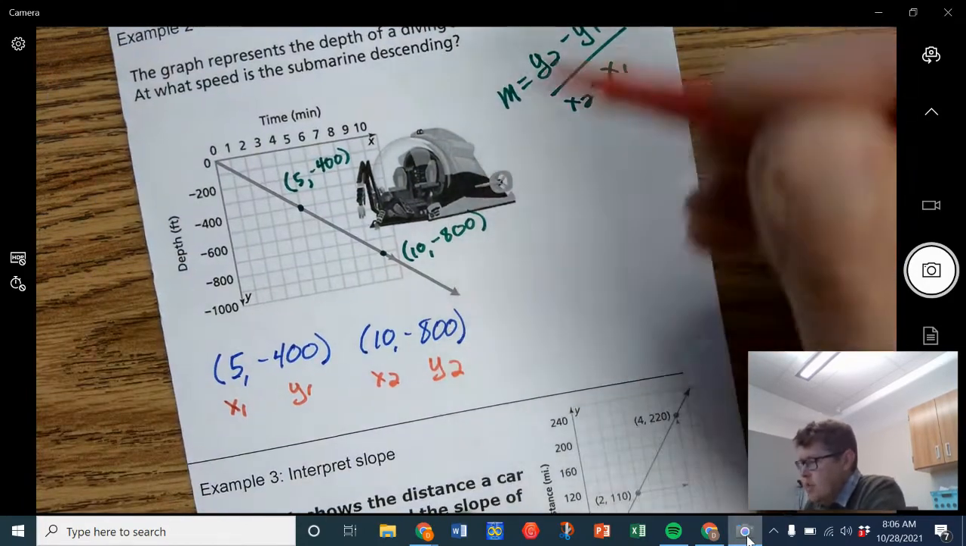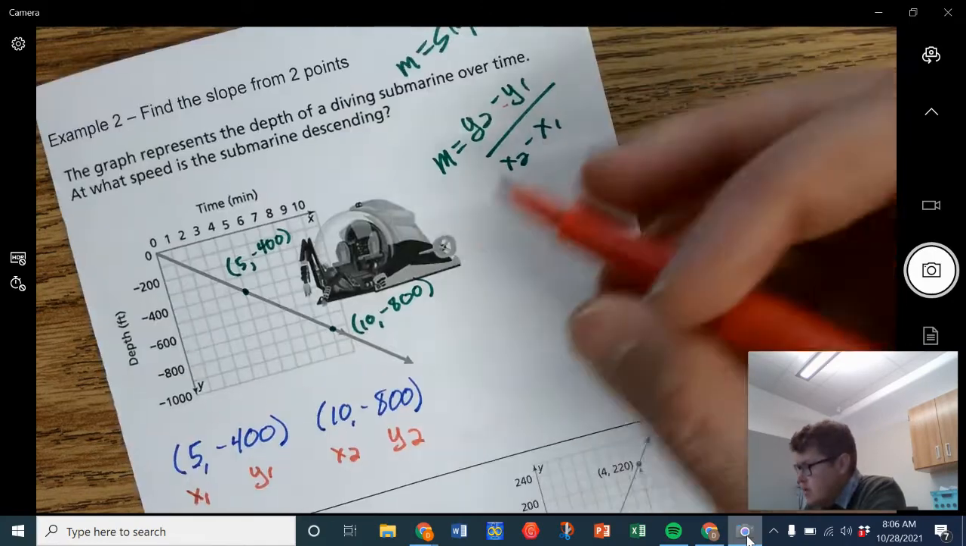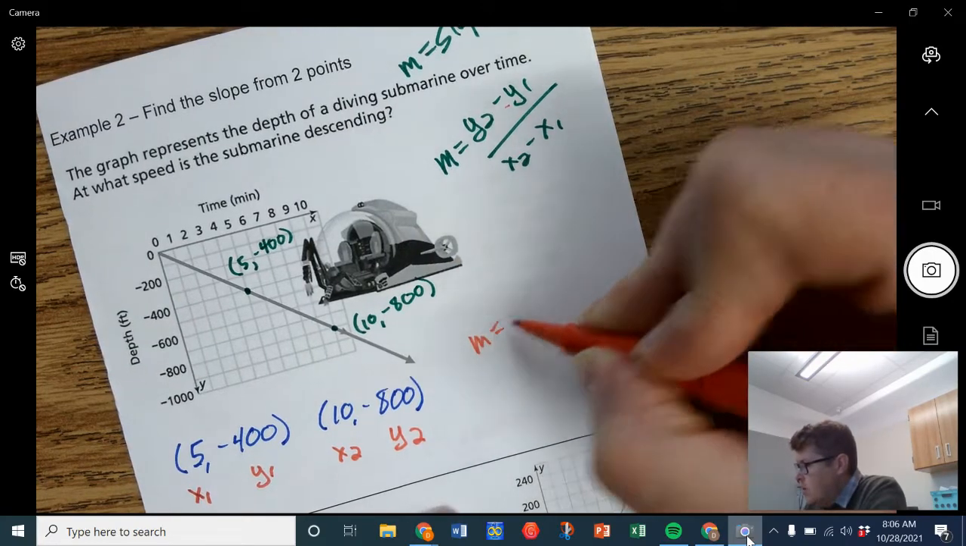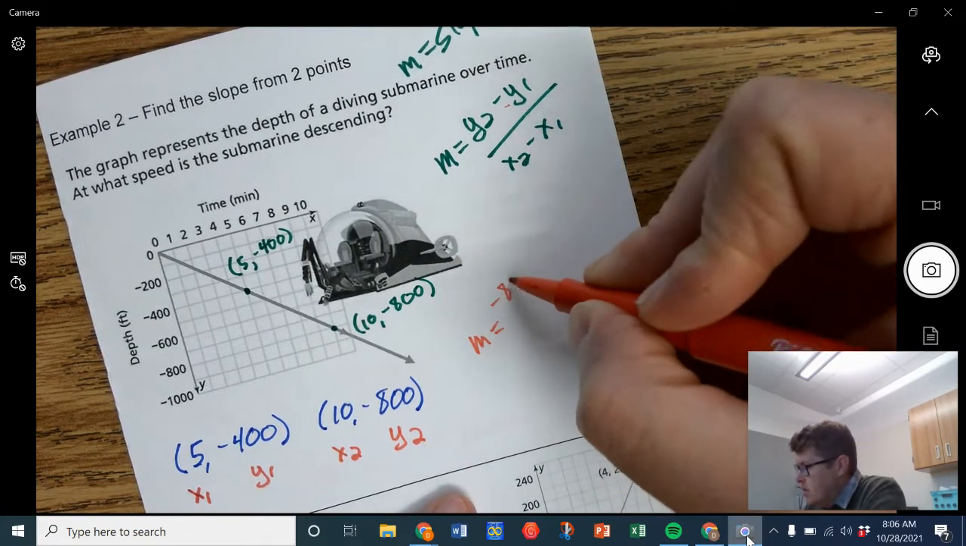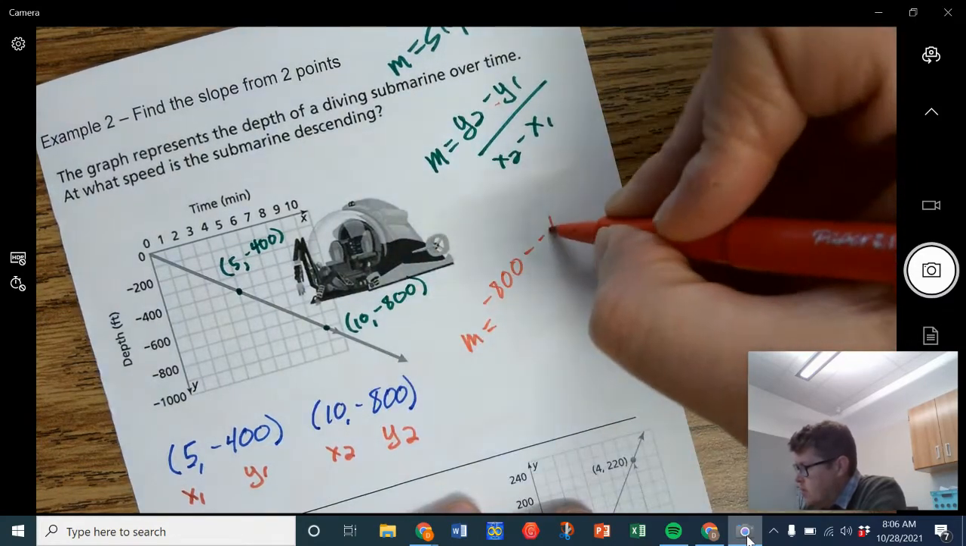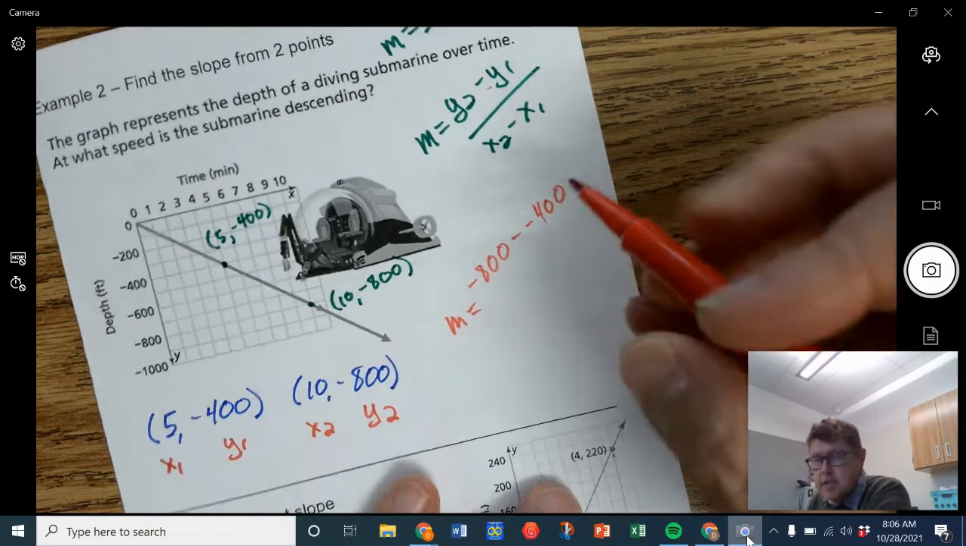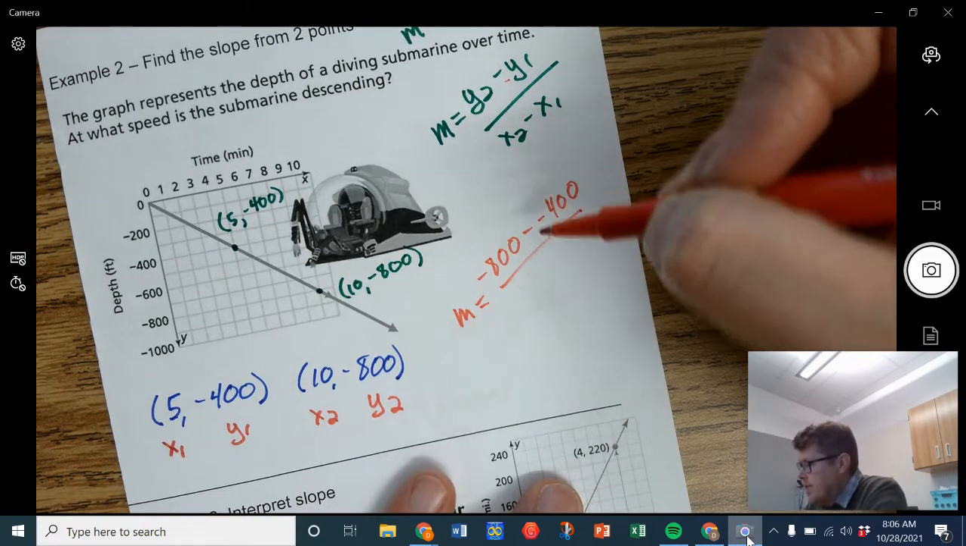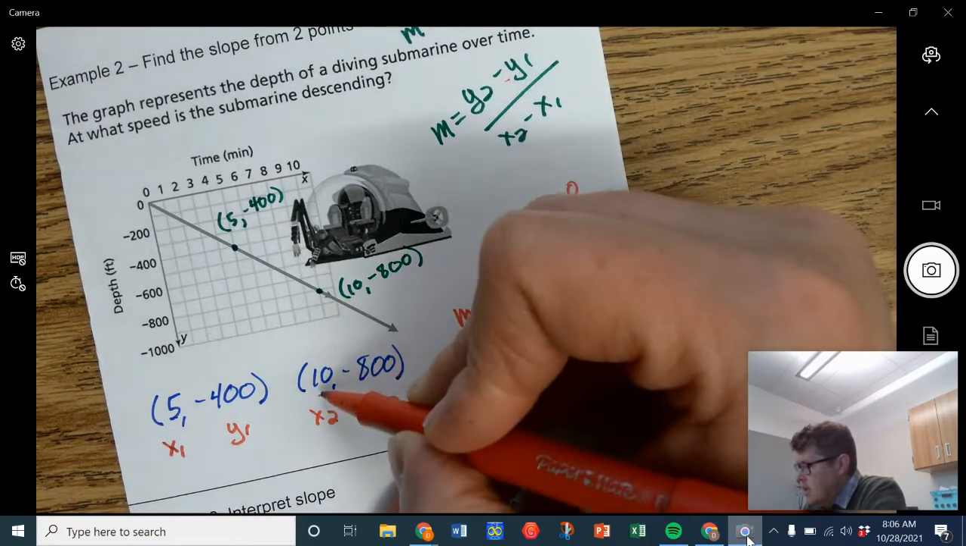So now we take these and we plug them into our equation, right? So it's going to be m equals y2, which is negative 800, okay? And then we're subtracting y1, which is negative 400. Make sure you're keeping your negatives consistent. And then we put it over our x values, which is 10 minus 5.